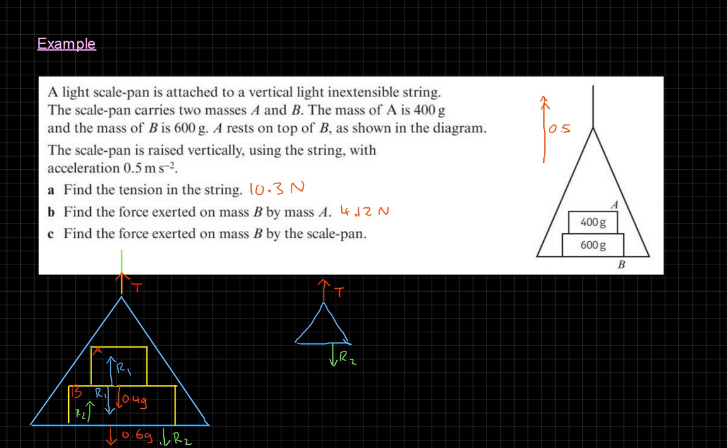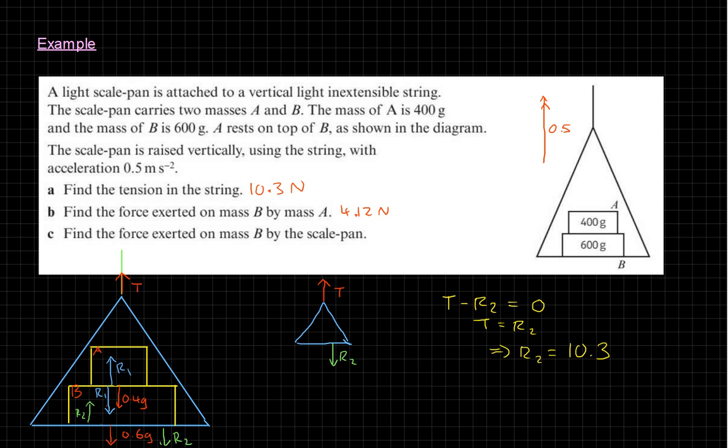So when we do F equals ma, we end up with T minus R2, resolving upwards, is equal to, alright, so what's the mass of the scale pan? What's ma going to be? Think about that. It's going to be 0, because the mass of the scale pan is 0. So therefore, we end up with T equals R2, or I could say R2 equals T, which implies that R2 is equal to, same as the first answer, 10.3. Yeah? So that is the force exerted on mass B by the scale pan, 10.3.